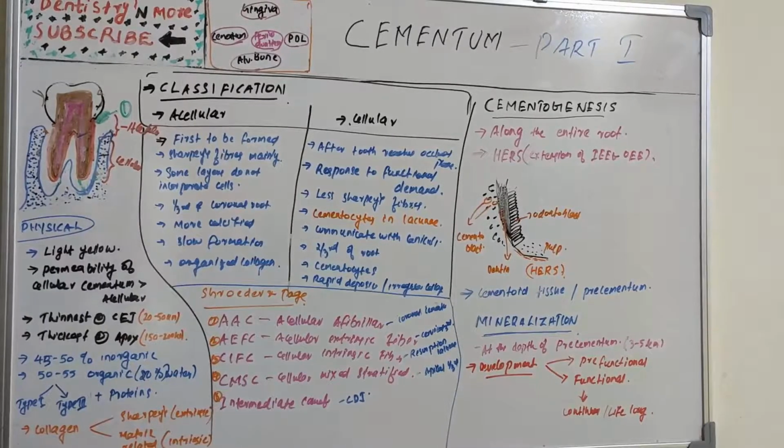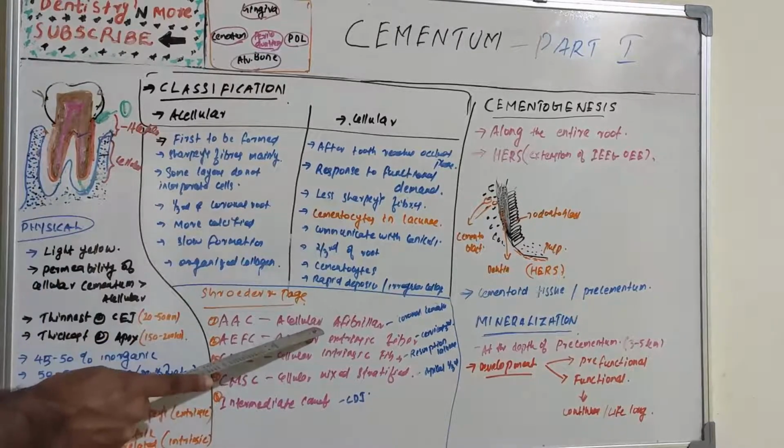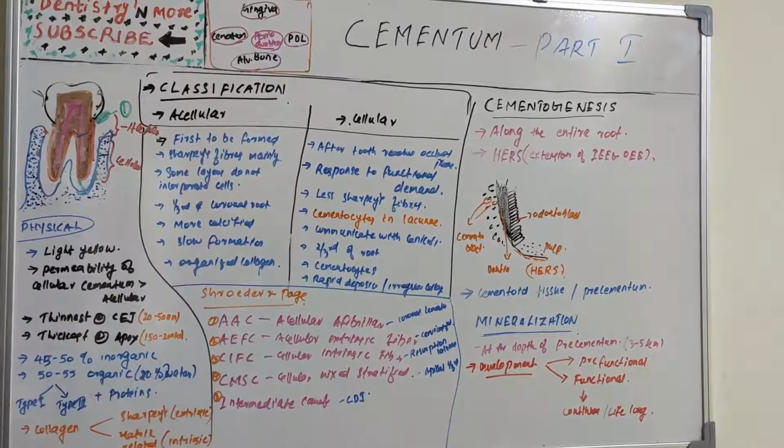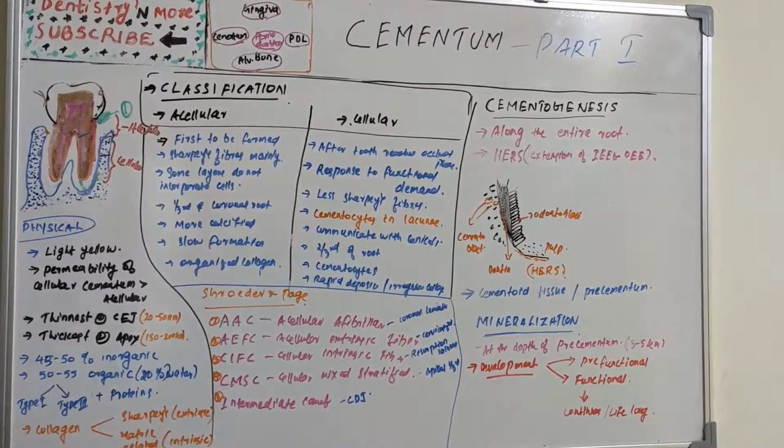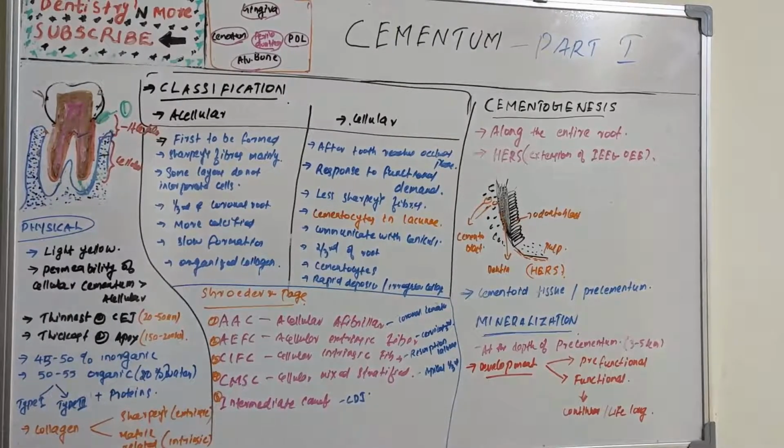Fine. Now we have acellular extrinsic fiber cementum. So it forms both pre and post eruptively. It is secreted by fibroblasts. AEFC is secreted by fibroblasts. On the apical portion of the root, it comprises a portion of the mixed fiber cementum. Okay, so here it is comprised of mixed fiber cementum. Otherwise it is acellular extrinsic fiber cementum.